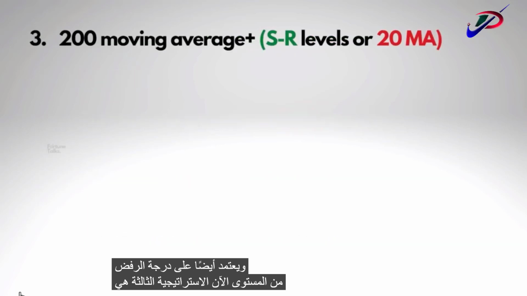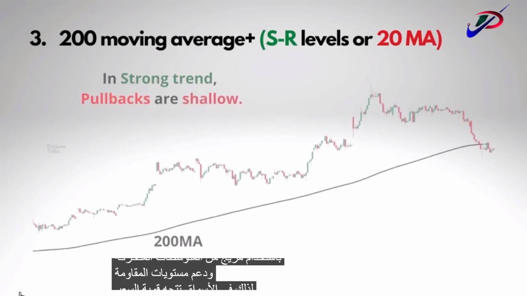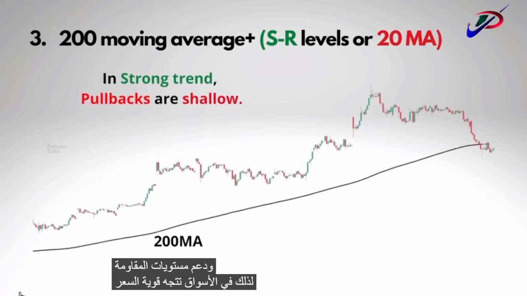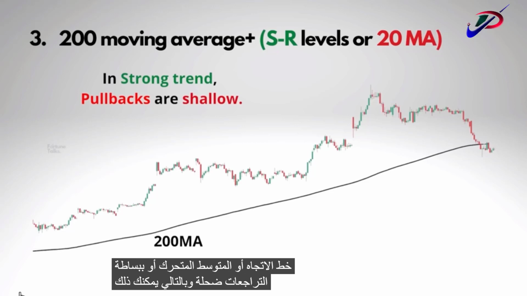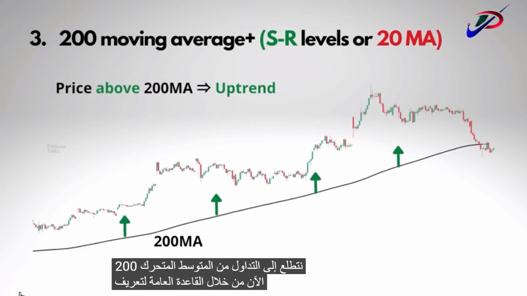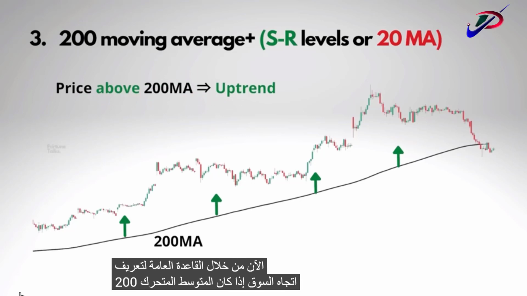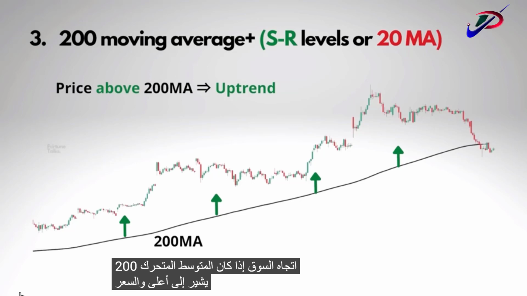Now the third strategy is using a combination of moving averages and support resistance levels. So in strong trending markets, the price is unlikely to pull back towards the trend line or a moving average, or simply the pullbacks are shallow. Thus, you can look to trade from a 200 moving average. Now, by a general rule of defining the market trend, if the 200 moving average is pointing higher and the price is above it, then the market is on an uptrend.